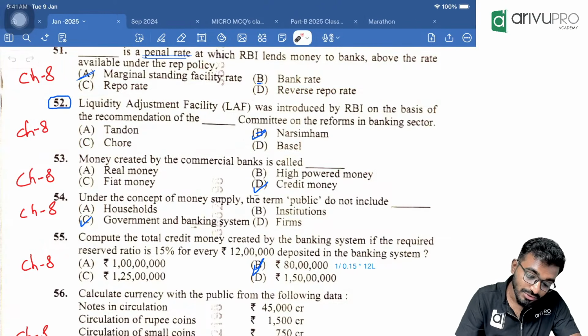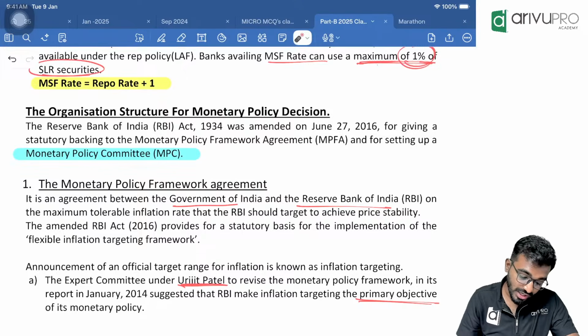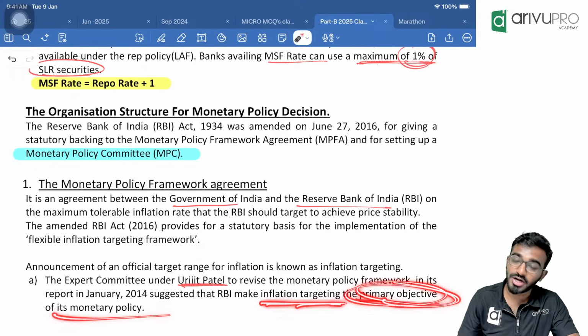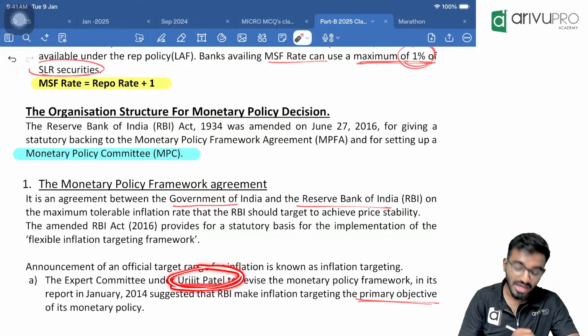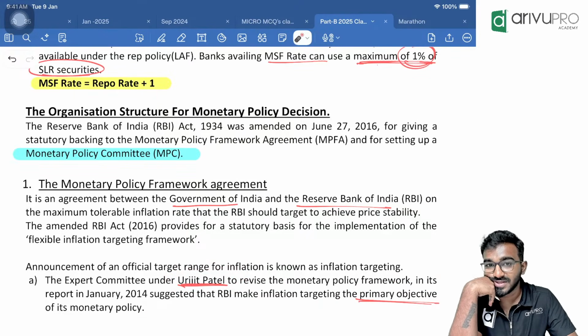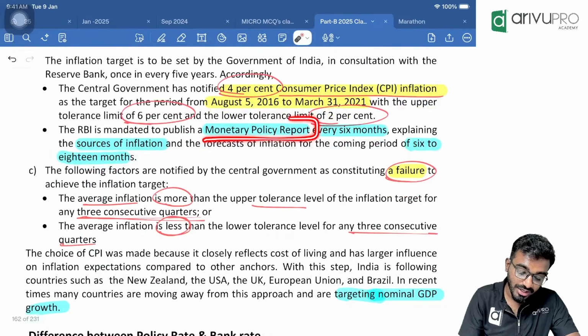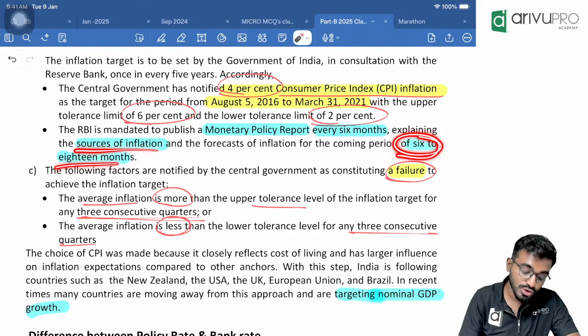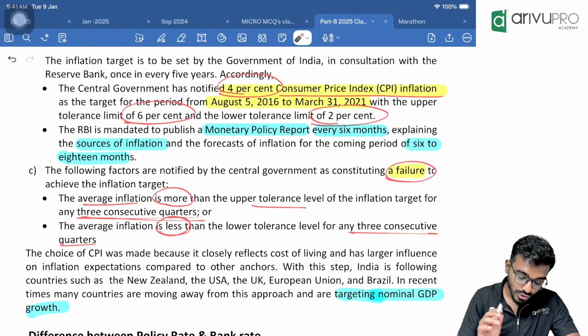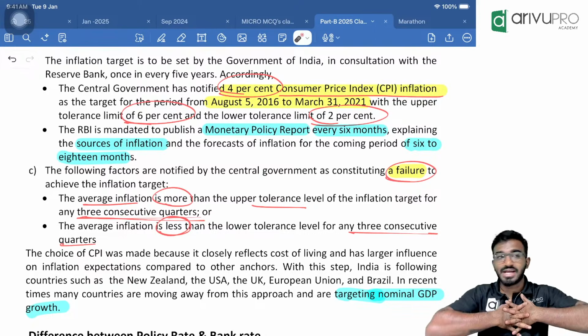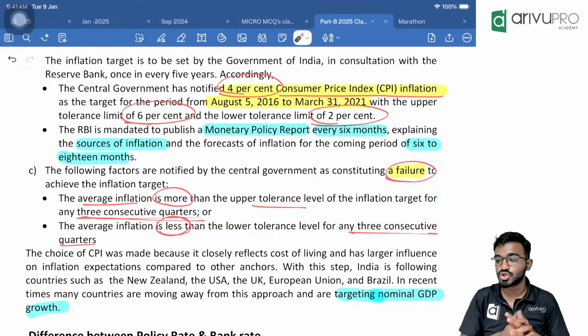Next, they may come up with a question about the Urjit Patel committee, which recommended inflation targeting as the primary objective of monetary policy. They may come up with a question like this. And what does RBI publish once in 6 months? The Monetary Policy Report, which will have the sources of inflation for the next upcoming 6 to 18 months. Clear? So this is the main information of chapter 8. By this, entire chapter 8 comes to an end.